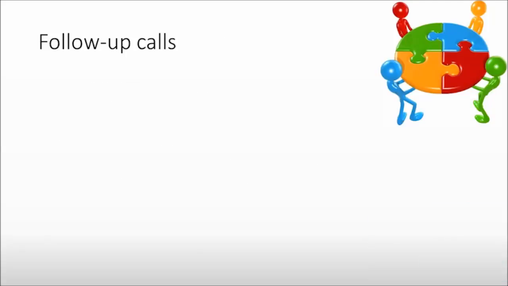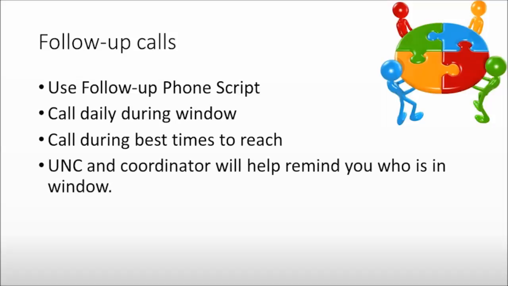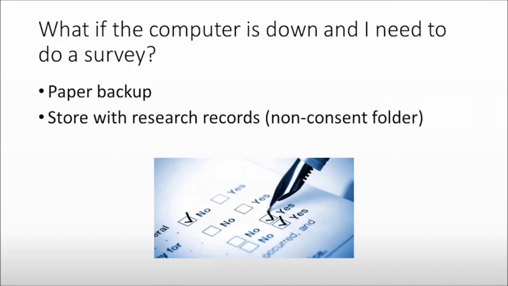At follow-up call time, there's a follow-up phone script in your binder under the follow-up section. You'll call them daily during their window, just like the 1 week, and you'll call them during the times that they've recorded are the best times to reach them. And we'll help remind you again at UNC who is in their window. So we'll start contacting you and emailing you and calling you and letting you know this person's in their window or that person needs to be called. And they will probably also call the toll-free number sometimes, which will help you coordinate.